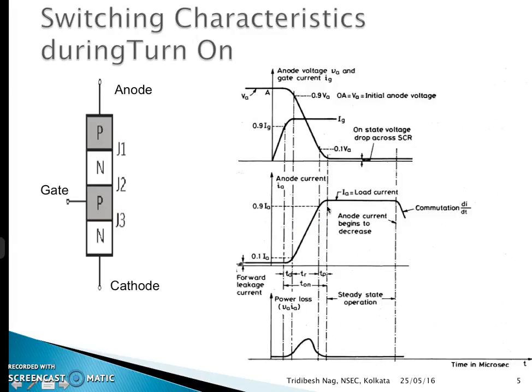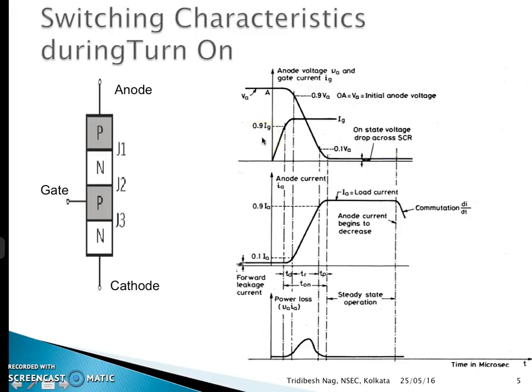And the next part is the spread time or TP. The spread time is the time taken by the anode current to rise from 0.9 Ia to Ia, 90% of Ia to 100% of Ia. Or it can also be defined as the time interval during which the forward blocking voltage falls from 0.1 VA, that is 10% of VA, to the on-state voltage drop of SCR, which is around 1 to 2 volt depending on the rating of the SCR.